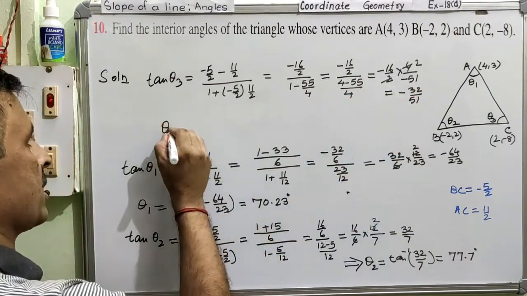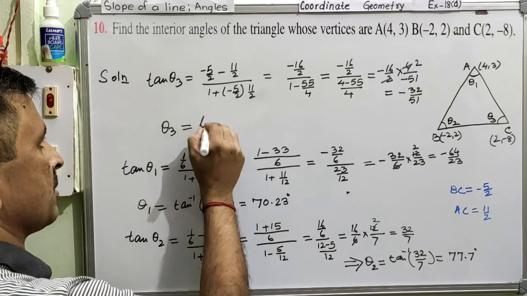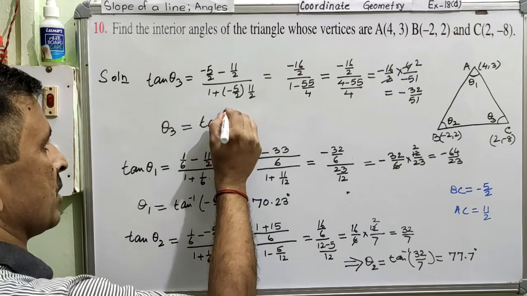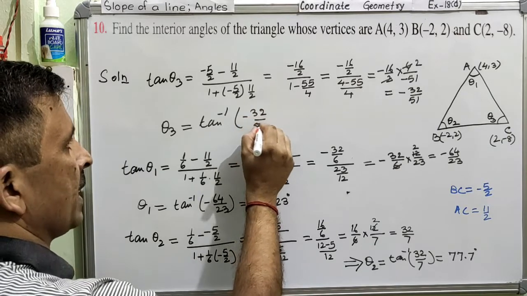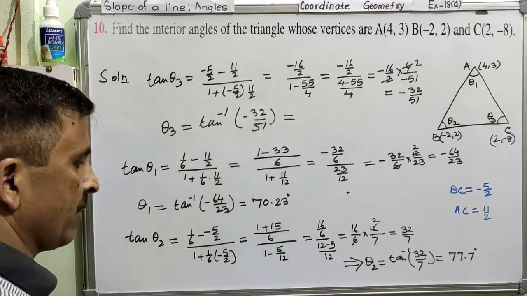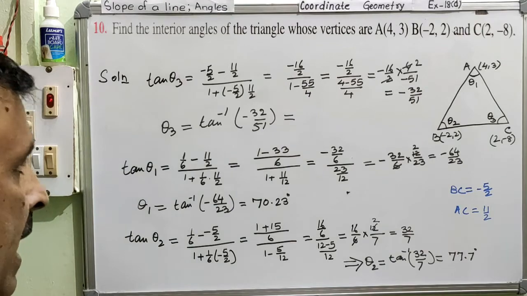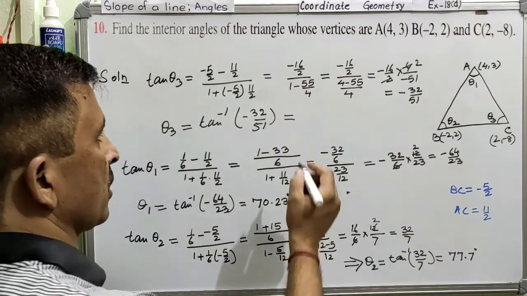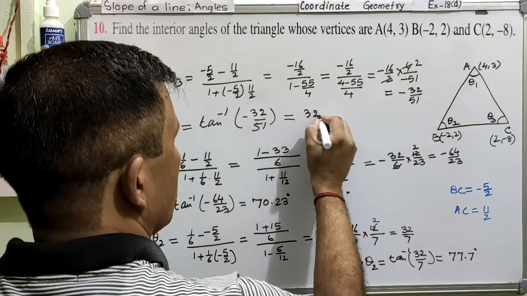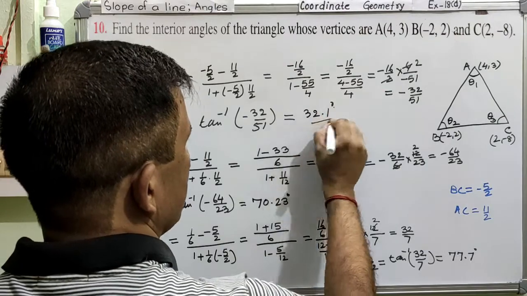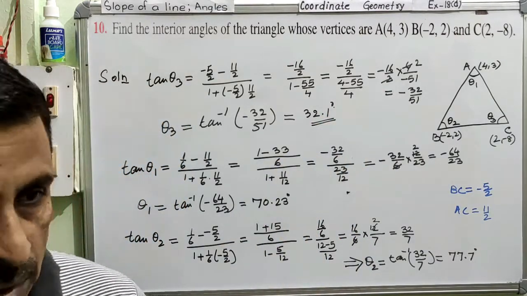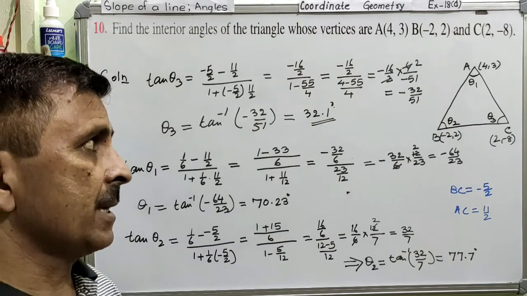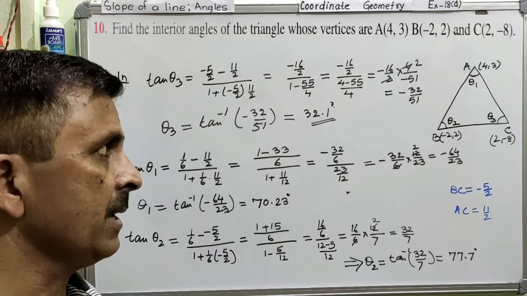So we can find out theta 3 by sending this trigonometrical ratio to the right hand side. So it will change into inverse, and this is minus 32 over 51. Now once again we can use the calculator and we can write down the angle. So the angle is coming as 32.1 degree. This is your answer. This way we calculated all the three interior angles of a triangle.